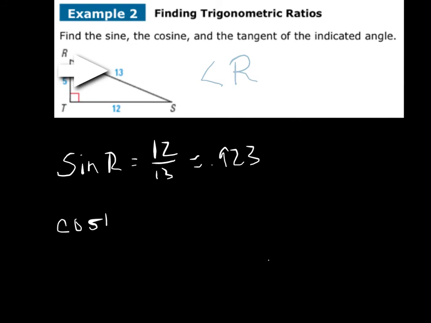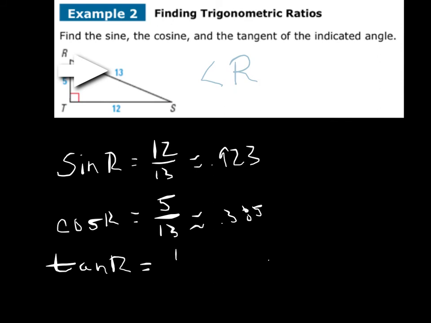Cosine of R is going to be adjacent, which is 5, divided by 13, which is approximately 0.385. And then finally, tangent of R, so tan R, I do apologize for the writing, it's not the easiest thing to write on. Tan R is opposite, which is 12, divided by 5. And 12 divided by 5 is actually a fairly large number, and it's not even an approximation. It comes out to exactly 2.4. All right, so there are your sine, your cosine, and tangents of angle R.